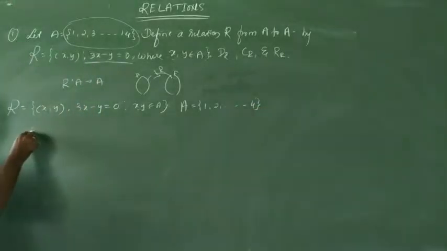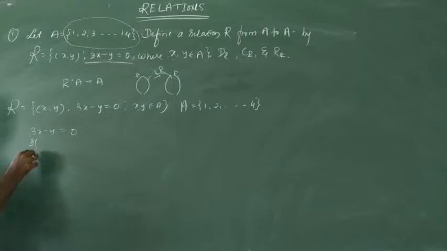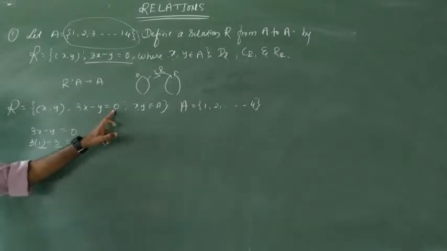First I will take the relation 3x minus y is equal to 0. First I will take the element 1, x is 1. 3 into 1 is 3. 3 minus 1 is equal to 0? No, 3 minus 1 is 2. 3 into 1 again 3, 3 minus 2 is equal to 0? No. When I take 3 into 1 is 3 and y as 3, then it is 0. When x is 1, y is 3, then this relation is 0.